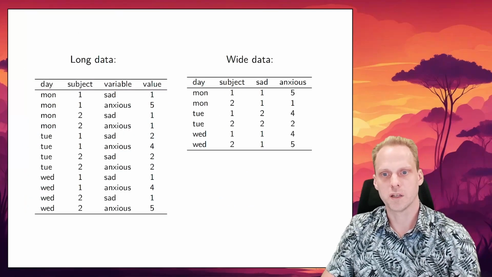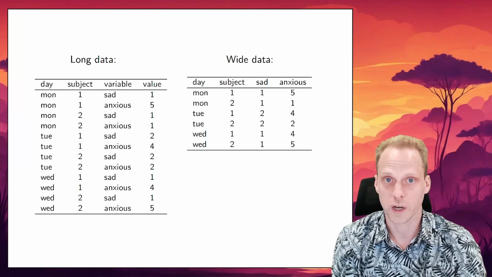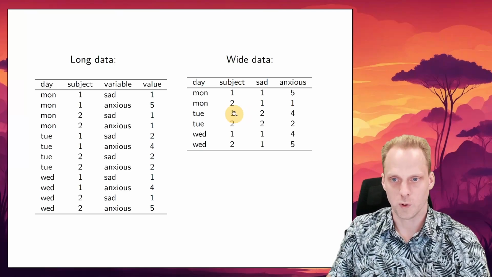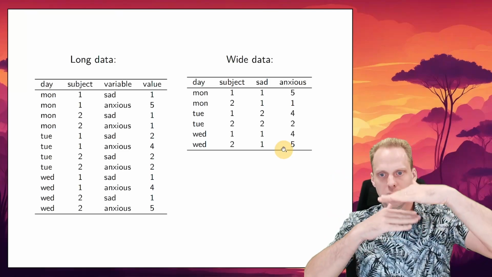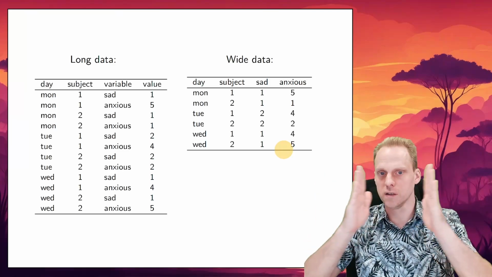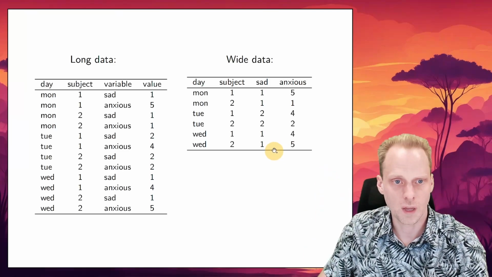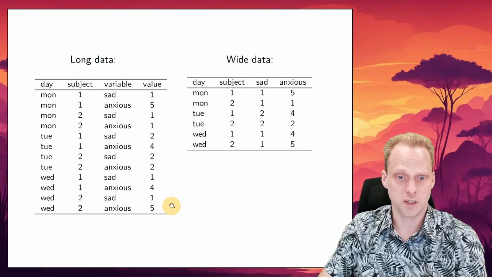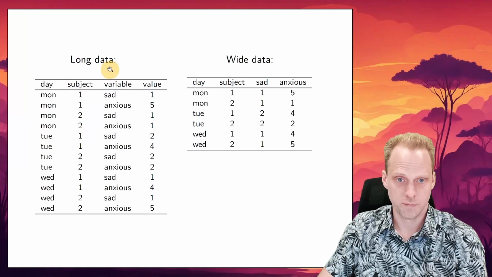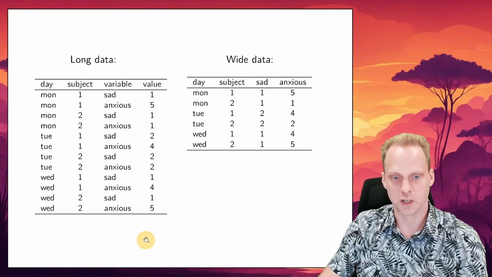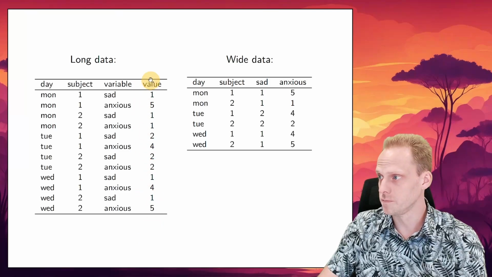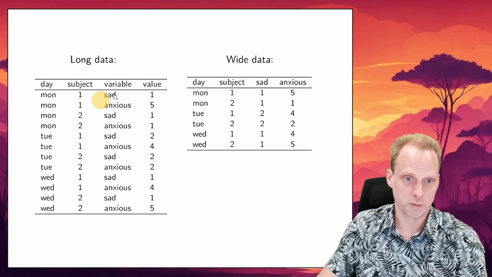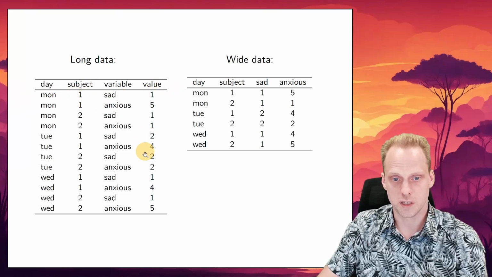We might need to make the data, for example, wider. And with wider, I mean that the data will have more columns and fewer rows. So it becomes literally wider. So for example, here on the left, we see the long data that we had. It's called long because it has lots of rows and every unique value is under each other. Right, so this is subject, variable, day. These are really the values of our data and they're all under each other.